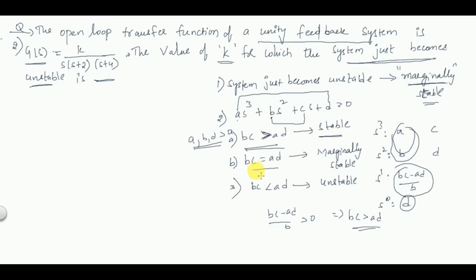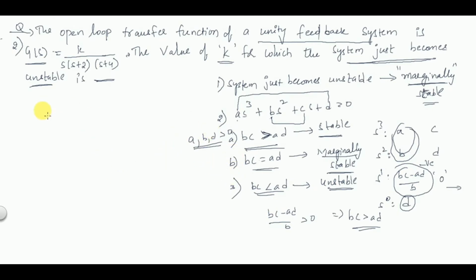If BC is equal to AD, then what will this be? 0. A row of zeros occurs, right? When a row of zeros occurs, it is a marginally stable system. Poles on the imaginary axis. And if BC is less than AD, this becomes negative. When there is a negative sign, there will be a sign change. When there is a sign change, it is an unstable system. Just remember these three concepts.